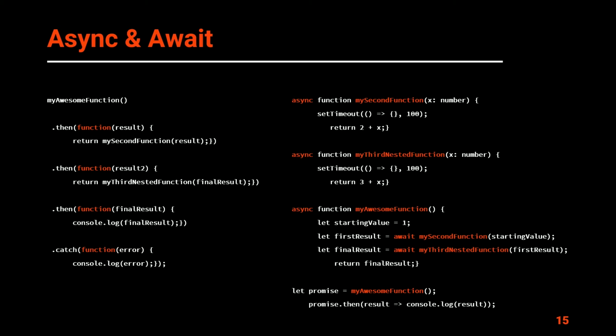Notice how it's using the async keyword and the await keyword to define the asynchronous functions, and then more importantly, using the await keyword to make sure those asynchronous functions behave in a synchronous manner.